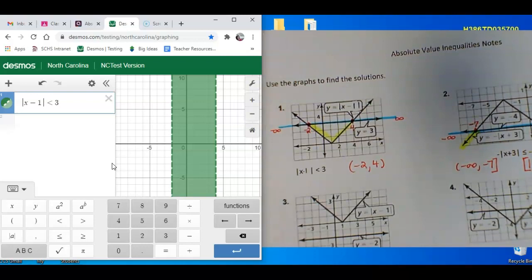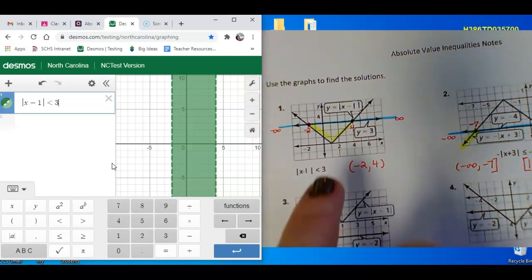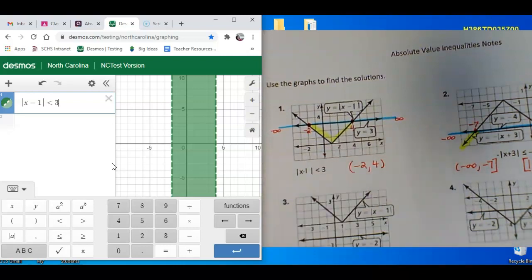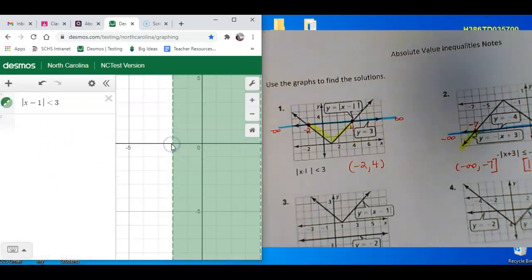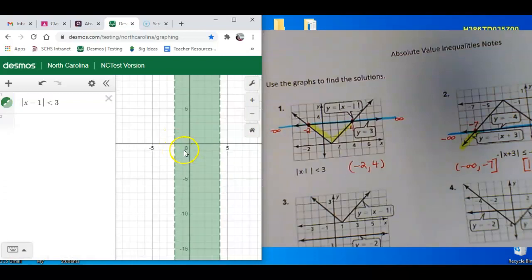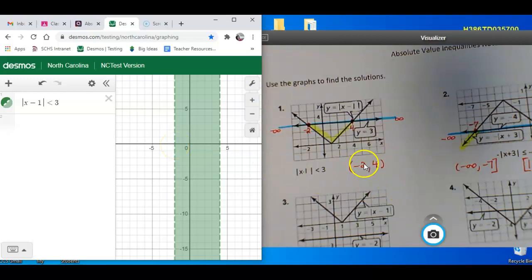Okay, now, this graph looks different than this graph. But this graph also gives me the answer. Okay? It's one part that's shaded. Right here where it touches the x-axis, see, and it doesn't click on it, so you'll have to count it, but it touches the x-axis at -2. It touches the x-axis at 4. And those dotted lines there, that means there's going to be a parenthesis.